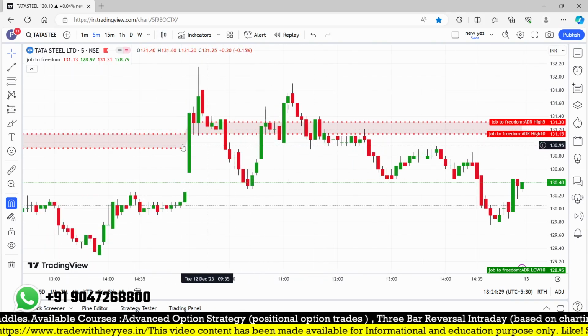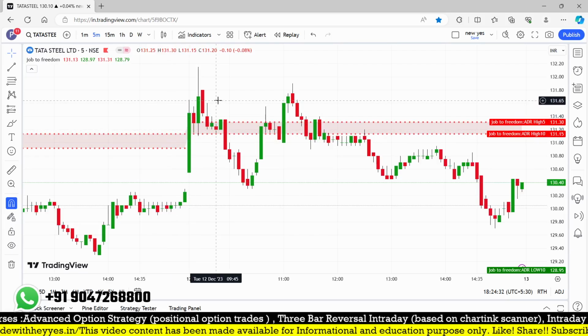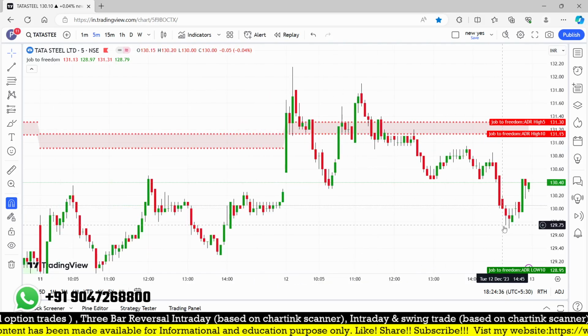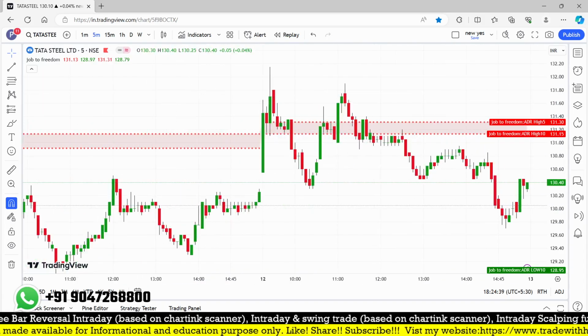Okay, the reversal. Initially, we are expecting a breakout, but in this particular stock, we are not getting that breakout point, and it reversed back and came down. So we can use it for a reversal also.